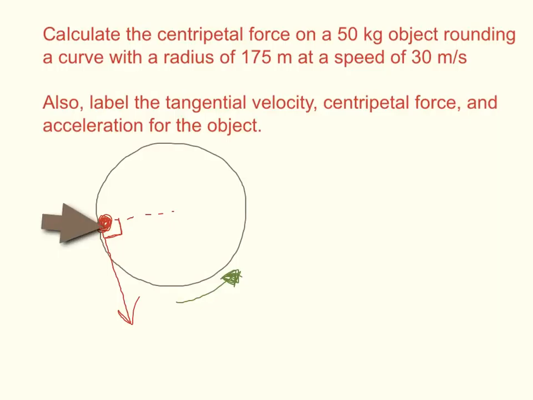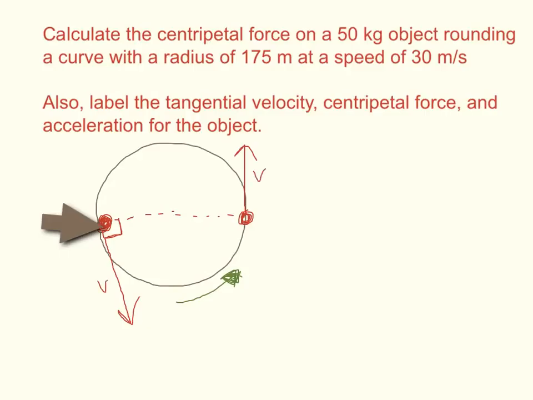and that is always true. So if my object now, let's say, is on the other side of my circle, the tangential velocity in this case would be straight up. And you can see as it goes around, it's always perpendicular to the radius of the circle. So this is my velocity vector.